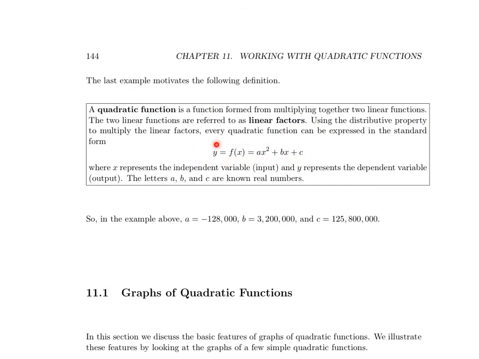So a quadratic function is a function that has this basic form. This looks very similar to our equation for W, the total water consumption in that town. In that example, we had t in place of the x that you're seeing here. Here, x represents the independent variable, or the input, y represents the dependent variable, or the output, and the letters a, b, and c represent known real numbers. In our last example, a had the value -128,000, b had the value 3,200,000, and c had the value 125,800,000.